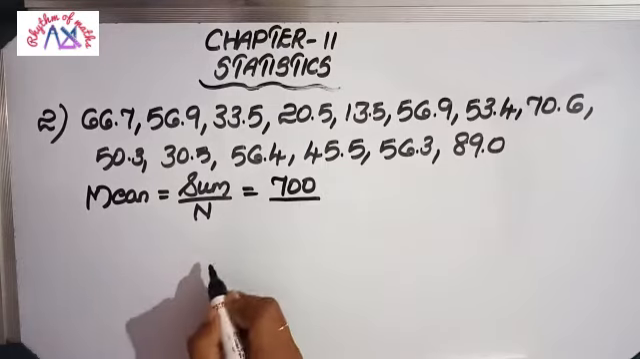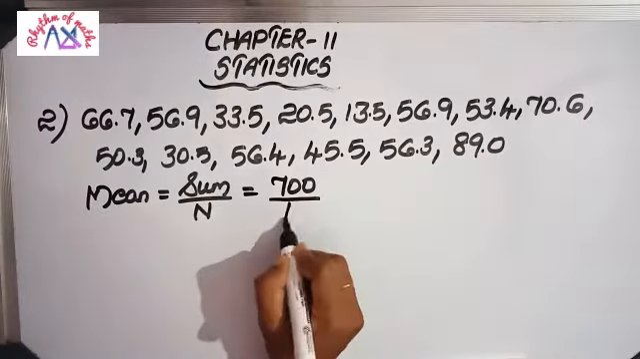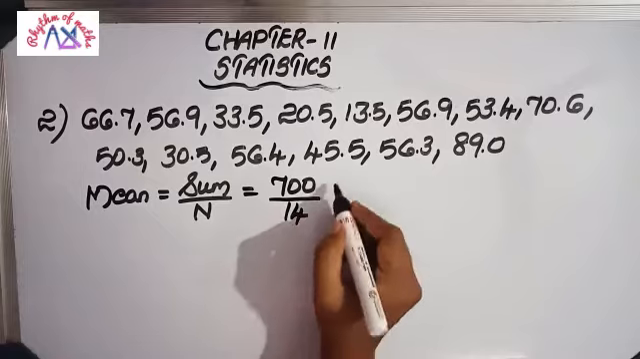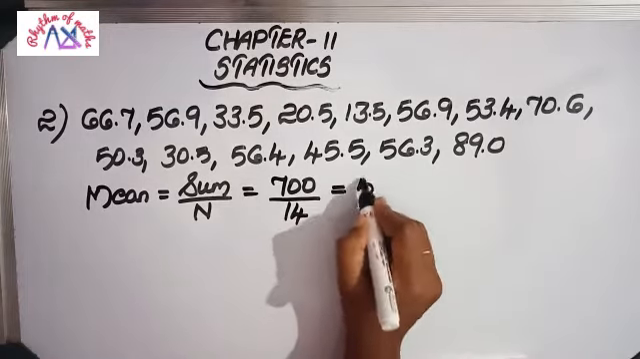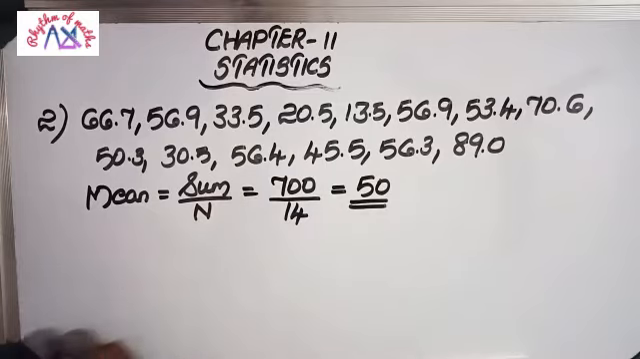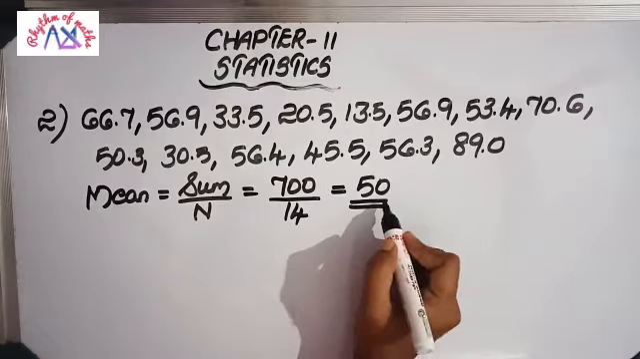So 700 divided by n. N means total number, total 14 districts, that is 14 values. So 700 by 14, the answer is 50. That means the mean rainfall is 50. So this is the mean answer.